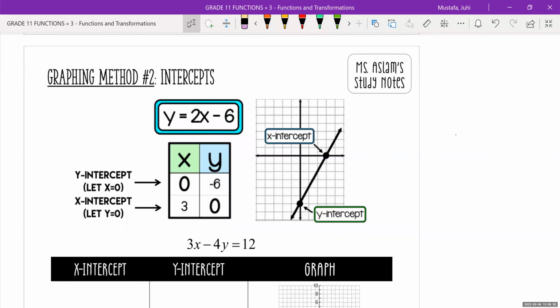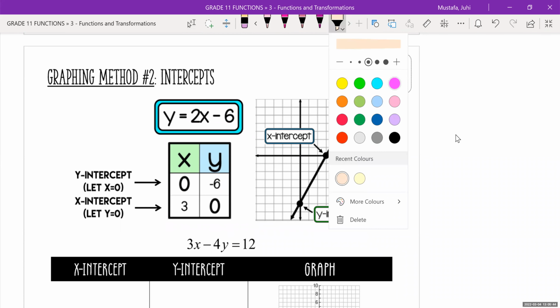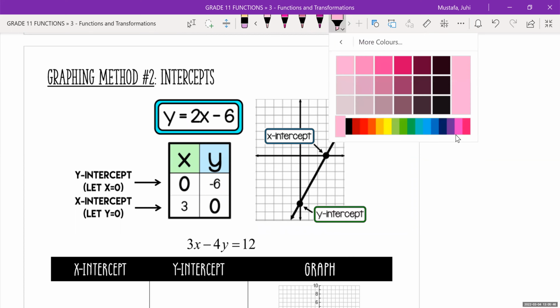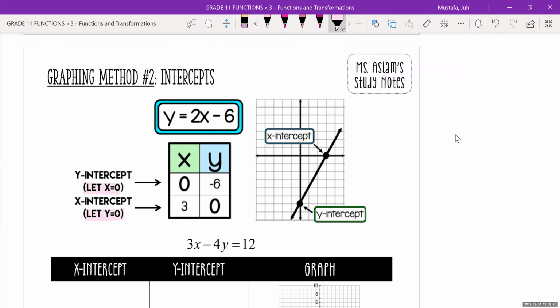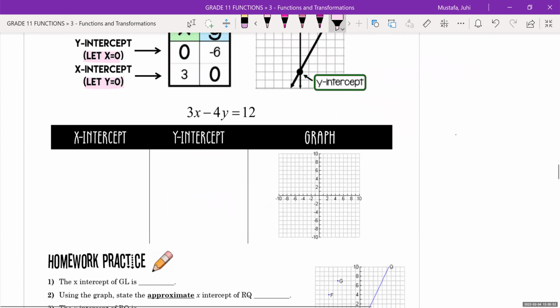Graphing method number 2 is when you have an equation, you just need the x and y intercept. And if you graph those, then you have the entire line. Remember, this is actually going to be really important for the rest of the unit as well. Your x-intercept can be found when you let y equal 0, and your y-intercept can be found when you let x equal 0. So that is a super important concept. Let's try it with this example here.